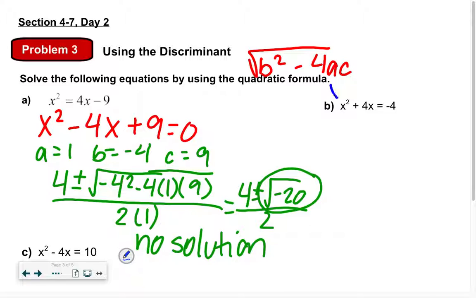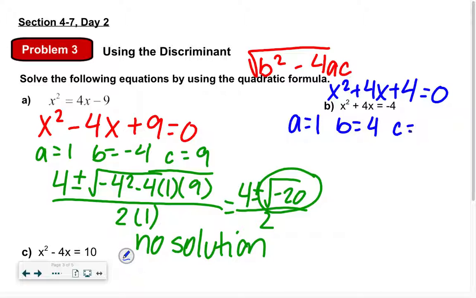This one, if I get it into our standard form, my a is 1, b is 4, c is 4. Set up your equation. And you're going to tell me what we get for the square root, okay? So solve for the square root. If you get done early, solve the whole thing.